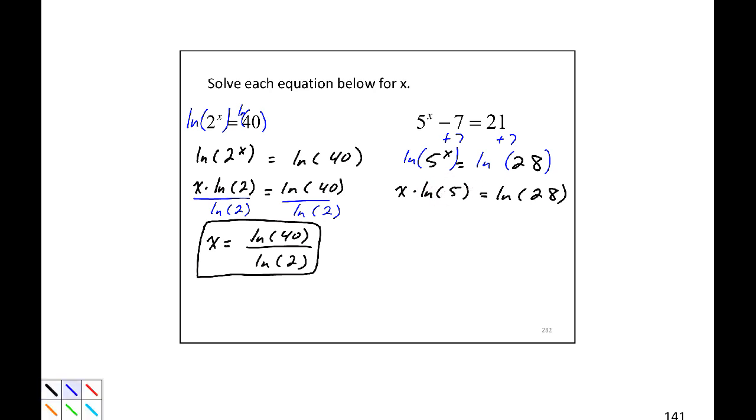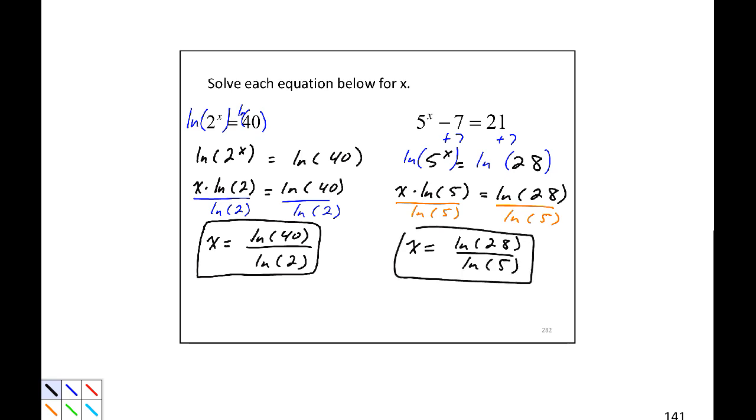Now we can divide by natural log of 5 so that x equals natural log of 28 divided by natural log of 5. Again, that is our exact answer.